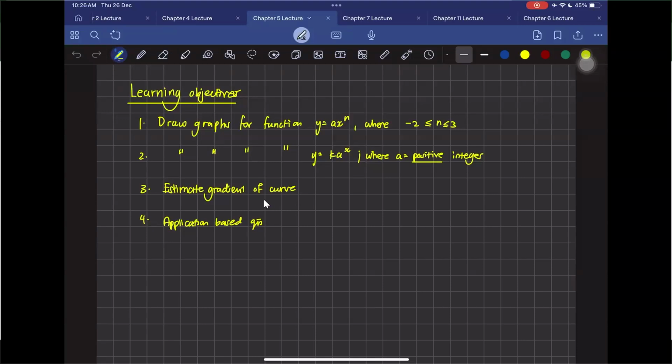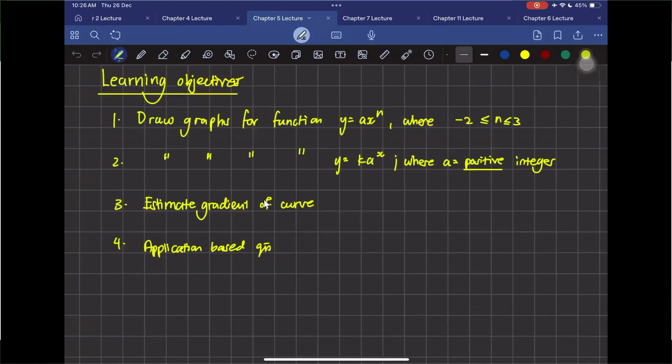Today I'll be covering chapter 5, which focuses on graphs and graphical solution. Let's look at the learning objective. Firstly, you should be able to draw graphs for a function which goes y equals ax to the power of n, where n is between -2 to 3.